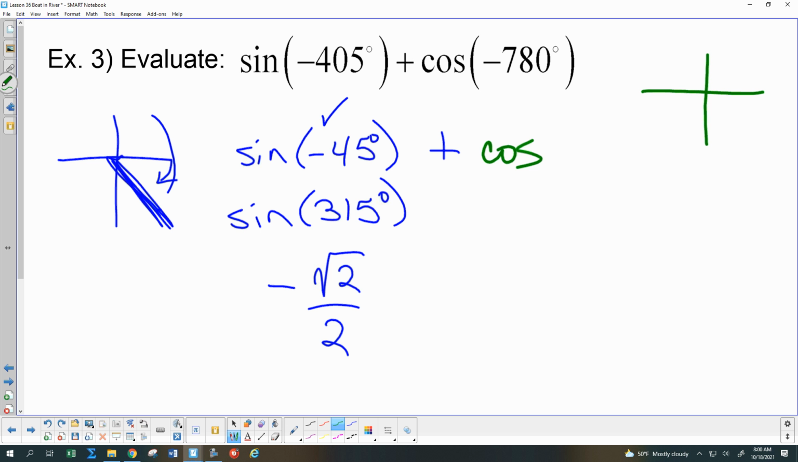negative 780, so we're still going this direction, but it's negative 780 degrees, all the way around to 360, all the way around again to 720. How many more do I need to keep going? I need to keep going another 60 degrees, so I am at negative 60 degrees. It's fine to leave it like that in your work. If you prefer, you could say 300 degrees.